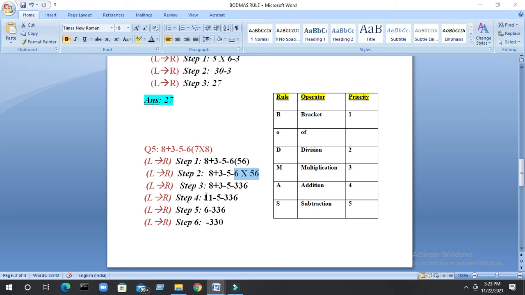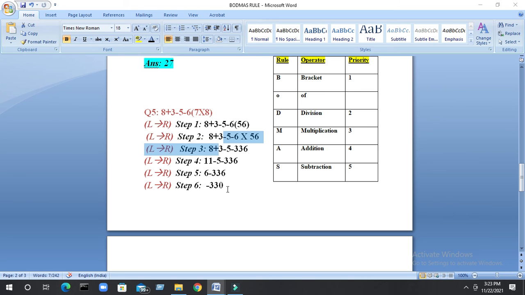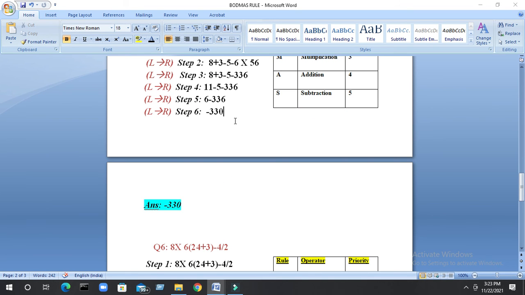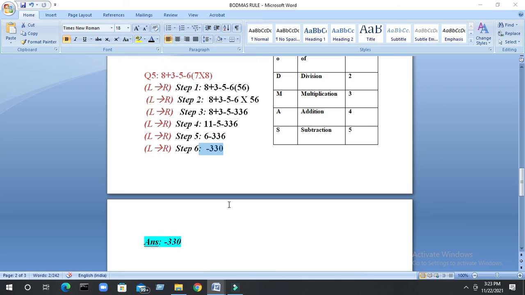Done. Go for step 4, where in step 3, what are the symbols we had? Plus and minus. Obviously, which one should take the priority? Addition and then subtraction. This is as per the BODMAS table. So it is 8 plus 3, which is 11, minus 5 minus 336. So the answer came out to be this one, and it is step 6, which is the answer. So if you observe, we have to solve the equation in such a way that we deduce down to one single operator. When it is one single operator, there is no more implementation of the BODMAS rule.